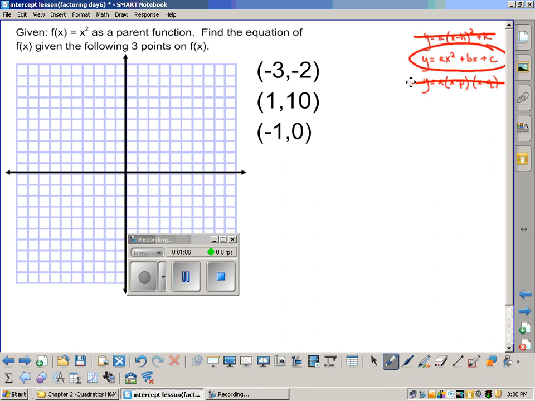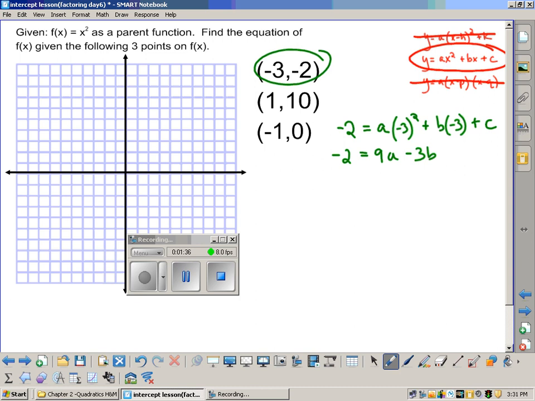But we are going to first plug in -2 for y, and then I'm going to take my x value. So I'm taking this point and I'm going to plug into my standard form. So I have a times -3 squared plus b times -3 plus c. Alright, so that gives me, if I simplify, -2 equals 9a minus 3b plus c.